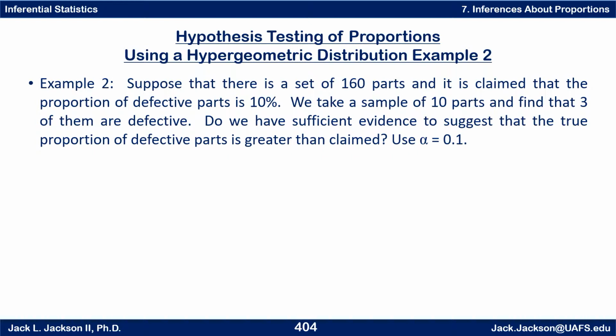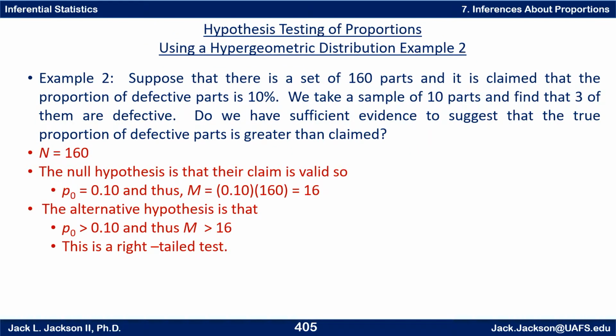Press pause now. Well, hopefully you're able to do this. Hopefully you notice that the population size is 160. Since we know the population size and we're doing sampling without replacement, let's use a hypergeometric distribution to compute probabilities.